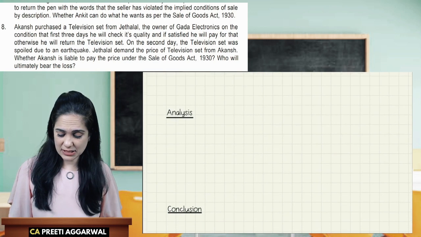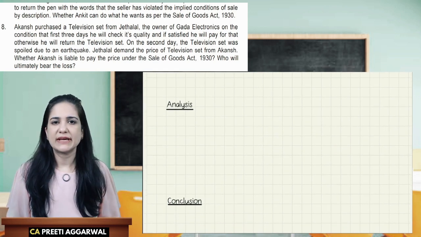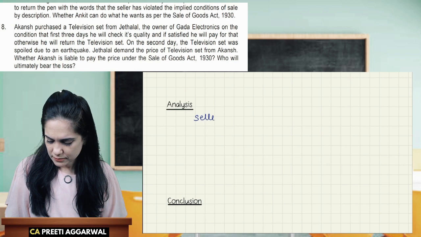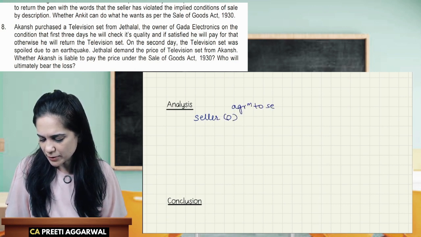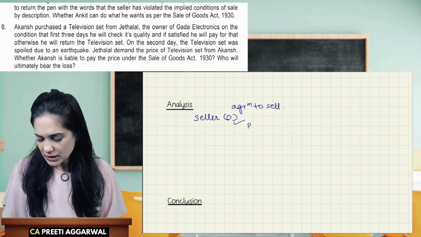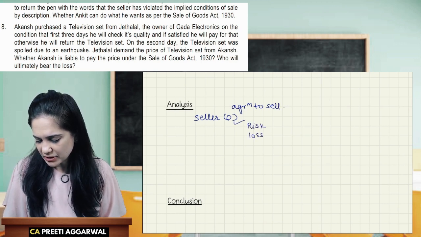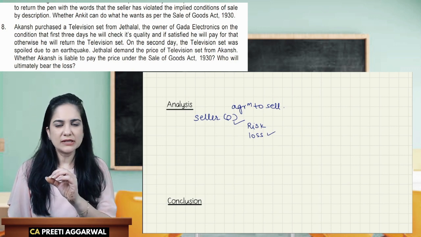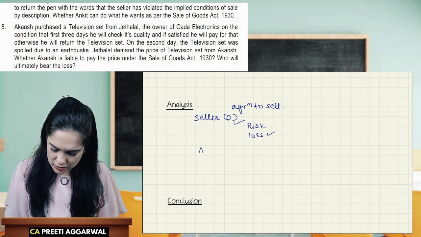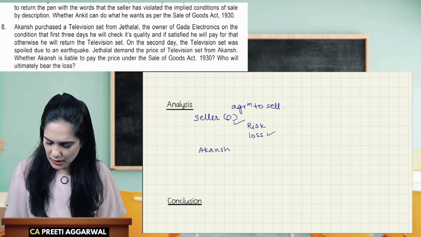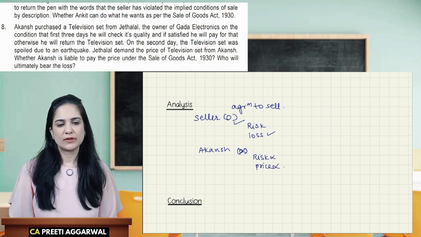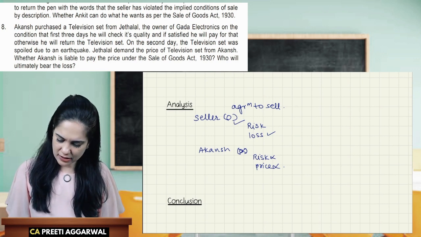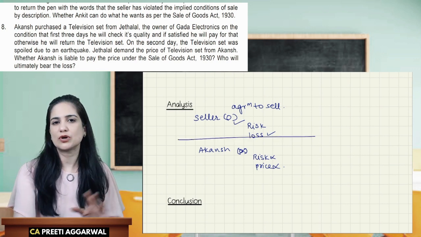What will you write in the analysis part of it now? Yes, you will say that the seller is the owner because it is just an agreement to sell. Buyer does not become the owner. So seller is the owner. Seller will bear the risk. Seller will bear the loss. Jethalal is the owner, Akash is not the owner. So he will not bear the risk. He will not pay the price. This is not sale. Okay. So you will write that seller will bear the loss. Akash will not bear the loss. He is not liable to pay the price.